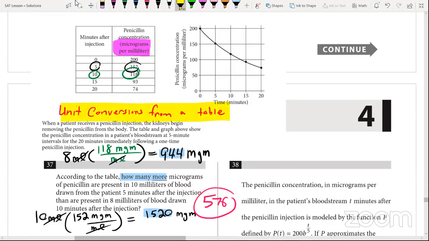And we have seen unit conversions from a table from time to time throughout different SATs that we've been able to view.